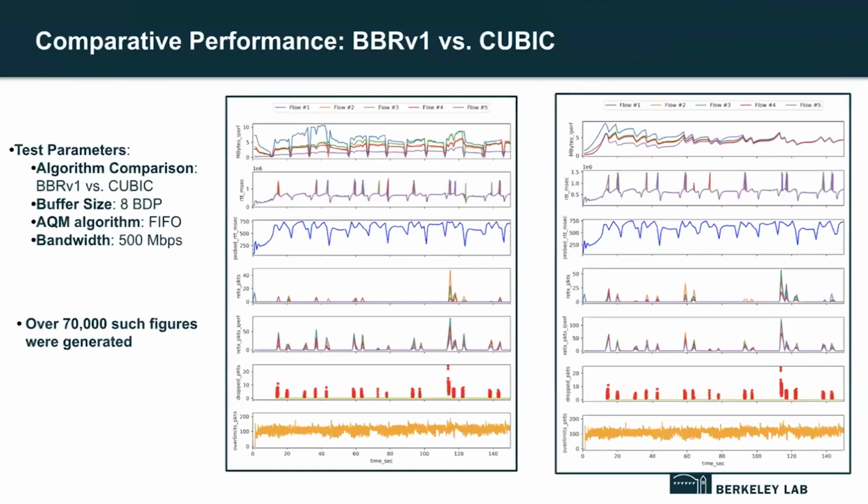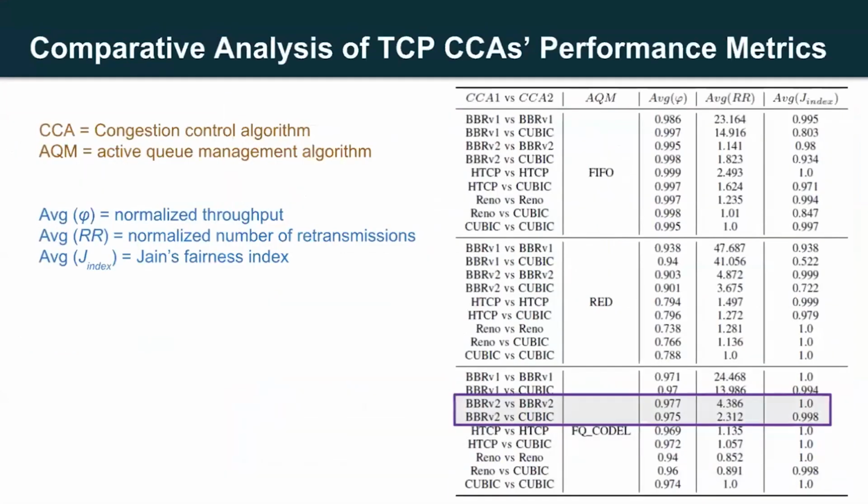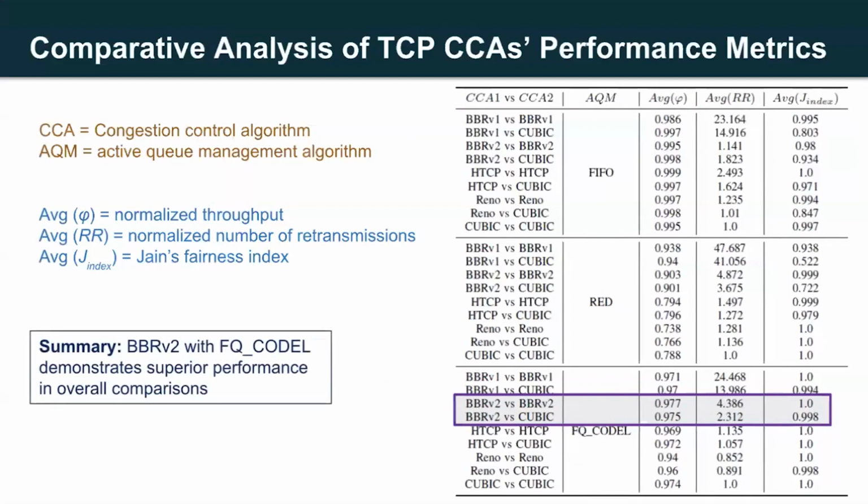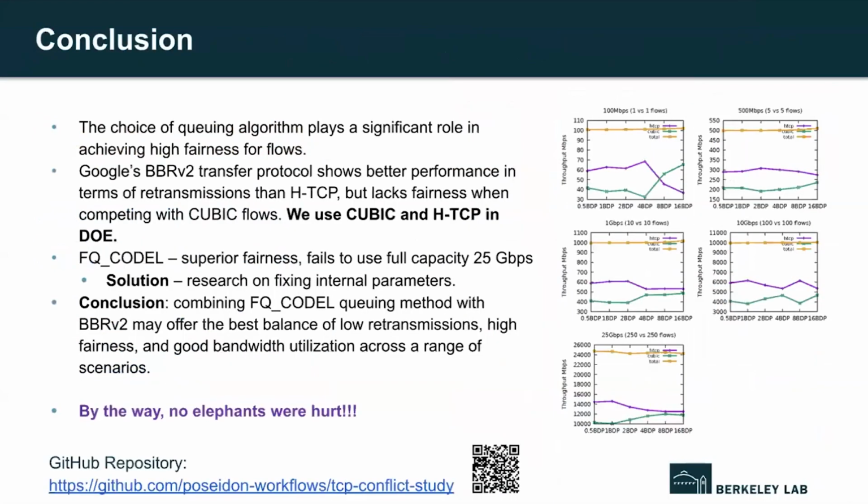This is just a glimpse of the figures that we have generated, where different parameters like the congestion window in megabytes, RTT, and retransmissions are all together. In summary, BBR v2 with FQ-CoDel as a whole provides the superior performance overall.